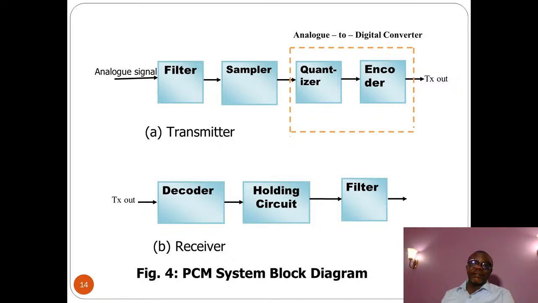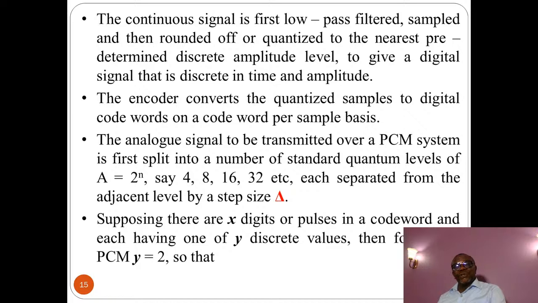to another circuit. Now, the continuous signal is first low pass filtered, sampled, and then rounded off or quantized to the nearest predetermined discrete amplitude level to give a digital signal that is discrete in time and amplitude. The encoder converts the quantized signal samples to a digital code word on a code word per sample basis. The analog signal to be transmitted over a PCM system is first split into a number of standard quantities.